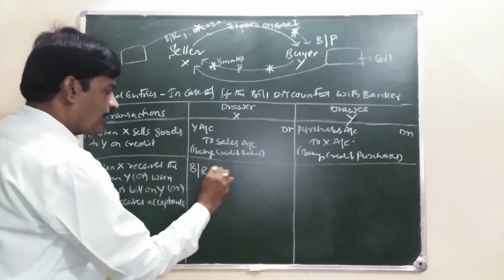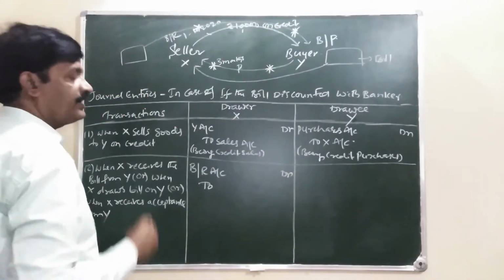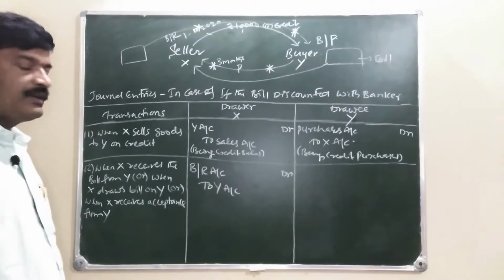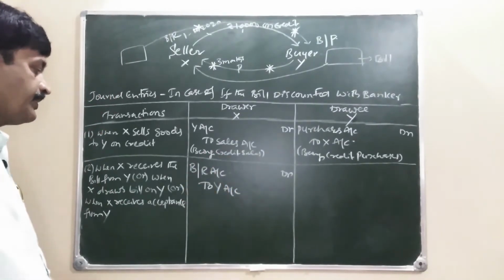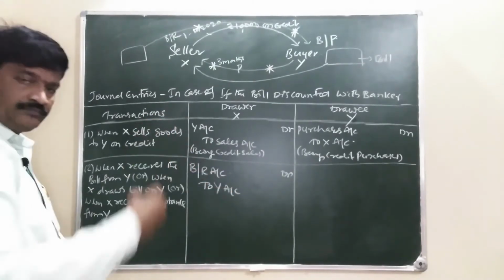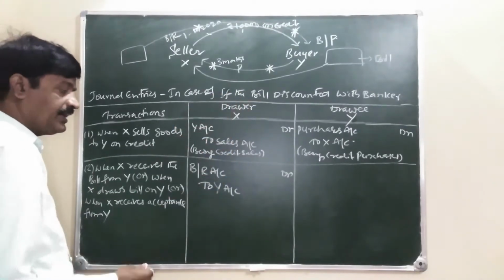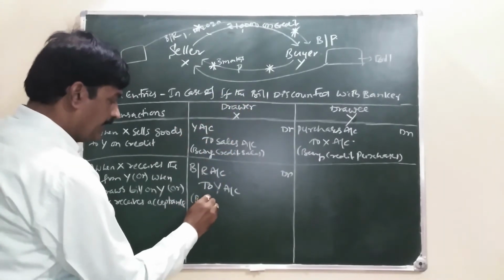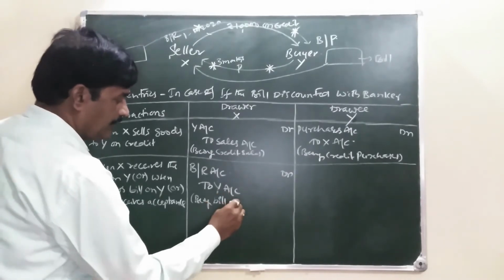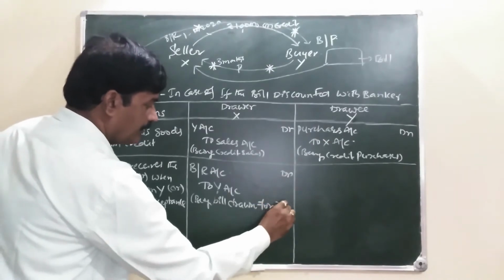Bills receivable account debited. Who is a giver? Y is a giver. Y account is credited. In other words, our asset is increasing. Debited. Y is a giver. Credited. Being bill drawn for 3 months.